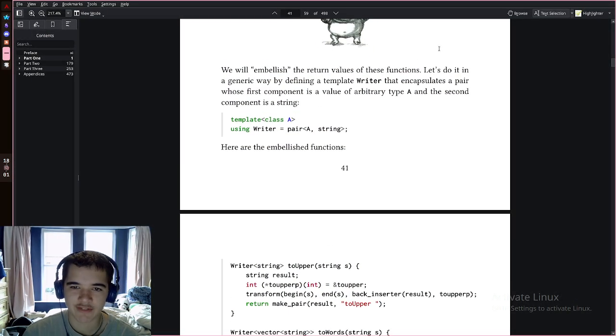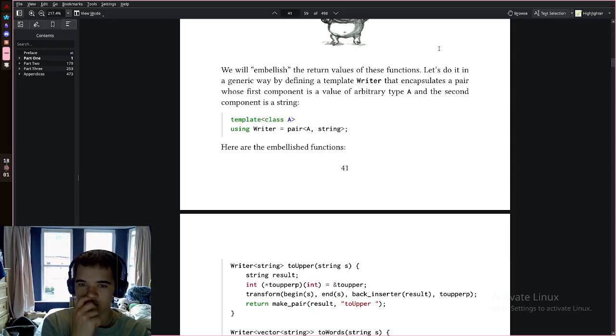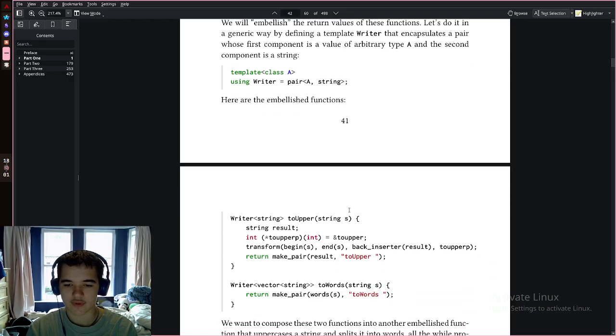Let's do it in a generic way by defining a template writer that encapsulates a pair whose first component is a value of arbitrary type A, and the second component is a string. Here are the embellished functions.